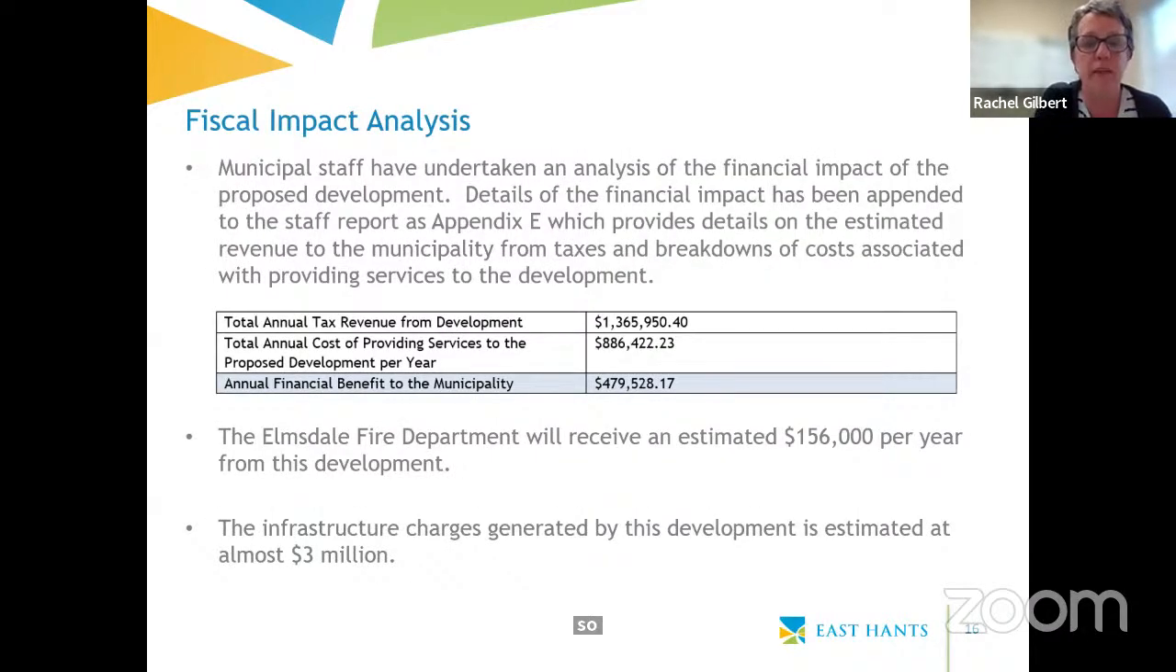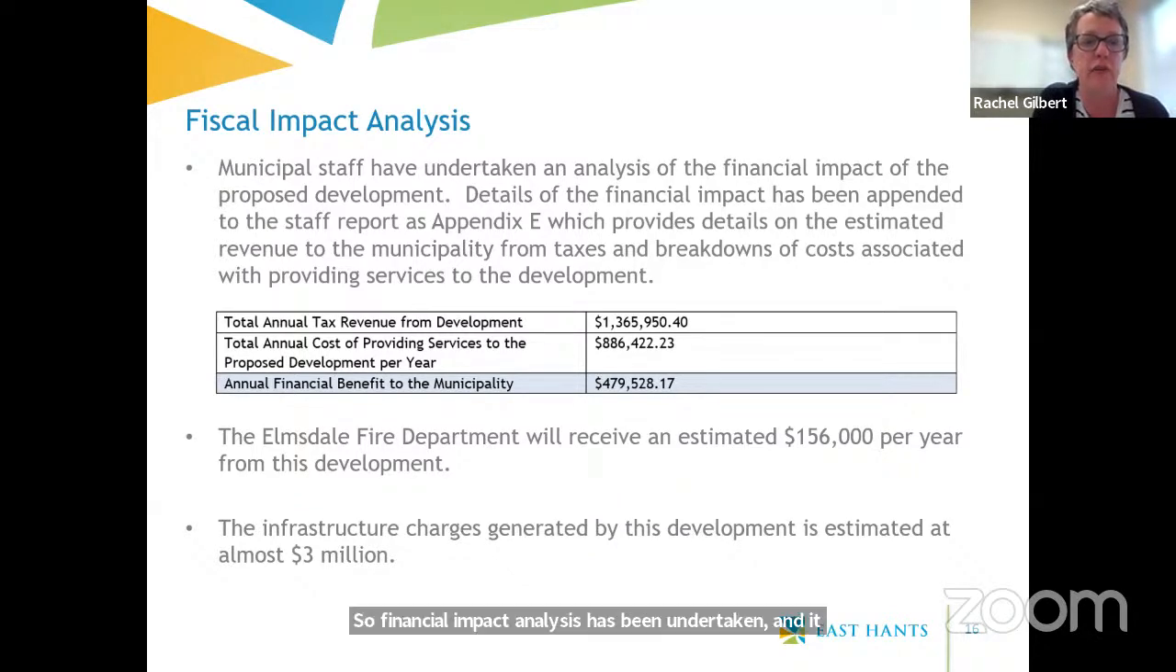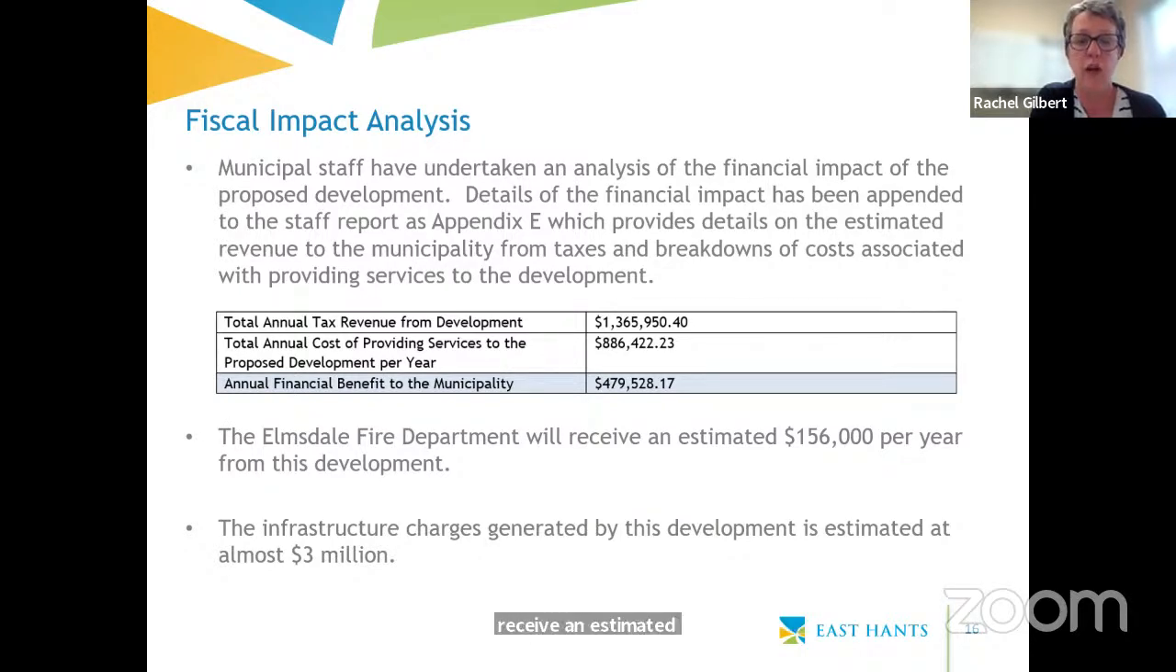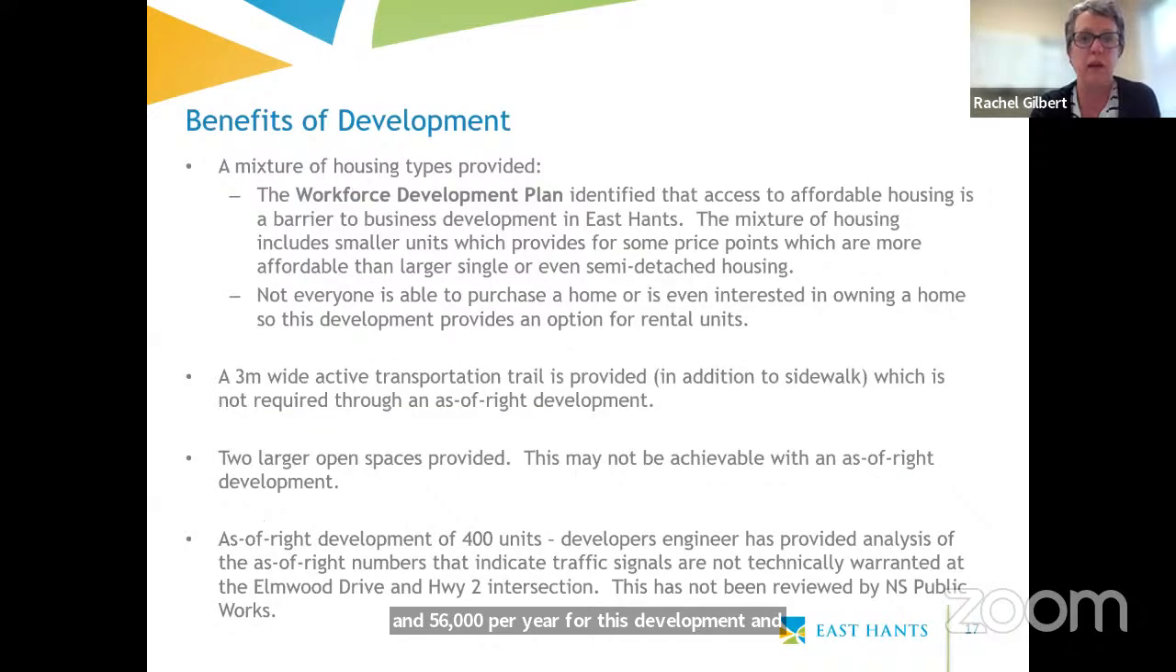So a financial impact analysis has been undertaken, and it shows that there's an annual tax revenue from the development, and then the annual cost of providing services, which equals an annual financial benefit to the municipality of $479,000. And then Elmsdale Fire Department will receive an estimated $156,000 per year for this development. And infrastructure charges generated by the development are estimated at almost 3 million.